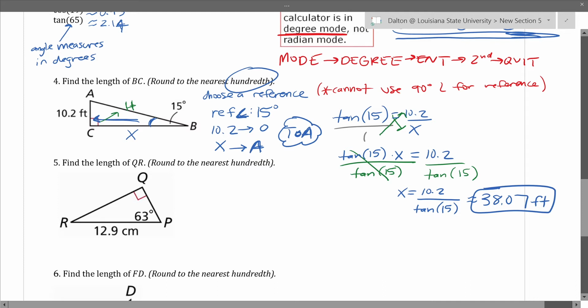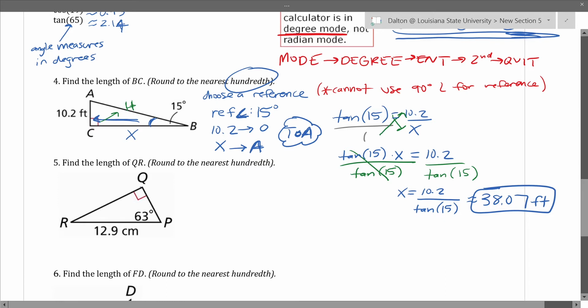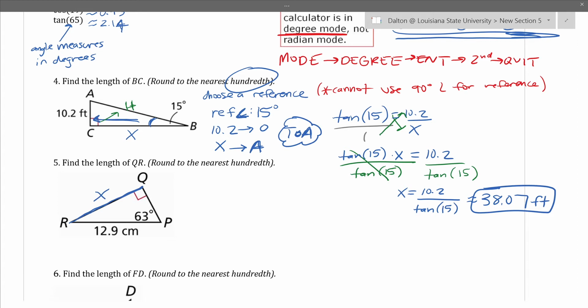Okay, let's do another. Number 5. What is the length of QR? So again, as I look at my picture, the first thing I want to do is locate QR. It's right here. And there's no variable there, so I'll put an X, or you can put any other letter you want there. First thing to do is choose a reference angle.